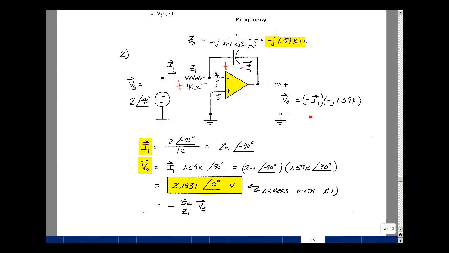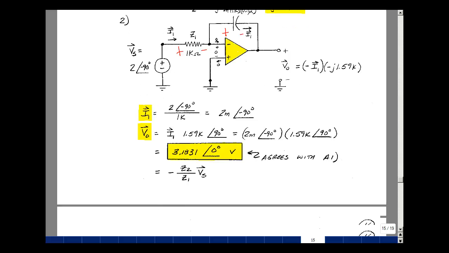And that's my value over here. So minus I1, and then the impedance is minus j 1.59K. I know the value of I1. I'm just going to plug that in over here. So that's 2 milli at angle minus 90. Multiply the magnitudes. Milli and the K cancel. So 2 times 1.59 is 3.1831. And the angle is going to be minus 90 plus 90, or 0. And that agrees with part A1. And then lastly, V out is also equal to minus Z2 divided by Z1 times V sub s.